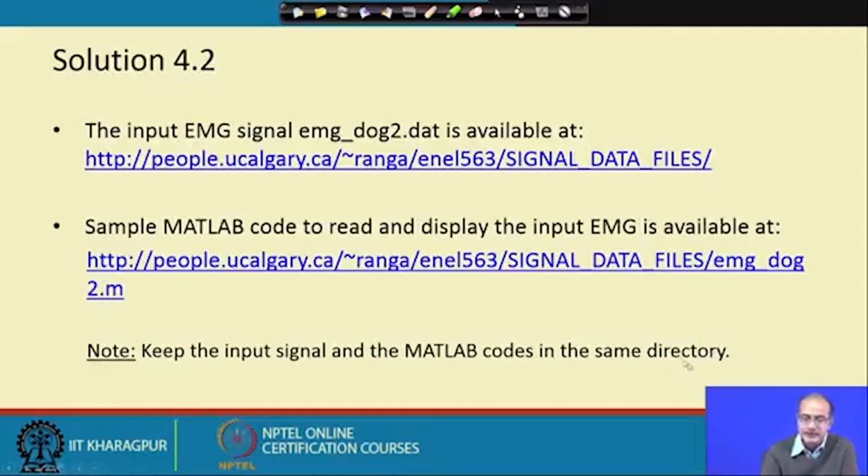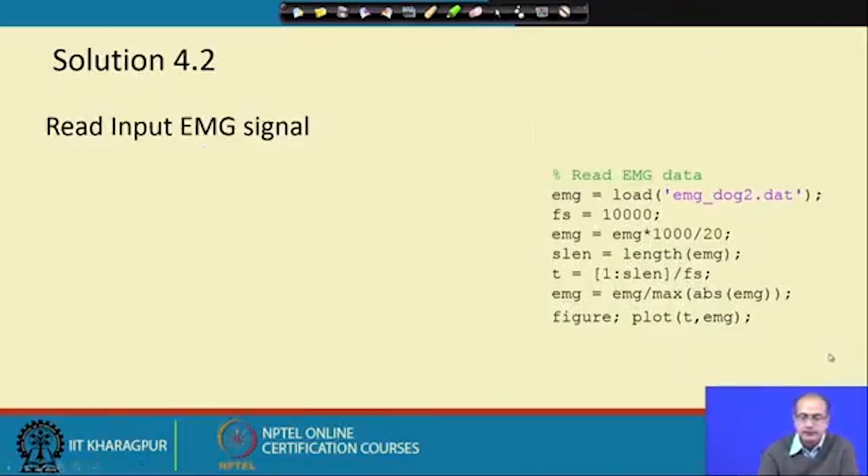As with the previous cases, we start by downloading the data and the MATLAB file to read them, and keep them in the same directory, which is the working directory for our MATLAB. With that we start our exercise. The first point is that we have to read the EMG signal and plot it.